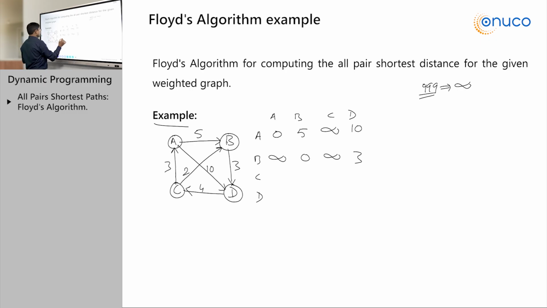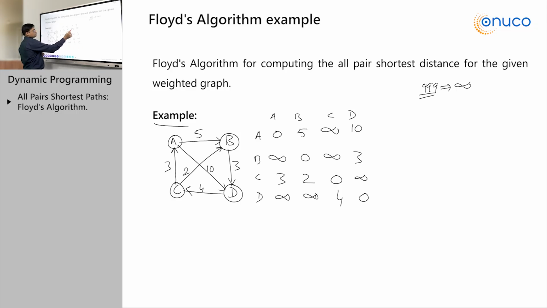C to A, we have a 3. C to B, we have a 2. C to C, diagonal 0. And C to D, we don't have a direct path. Similarly, D to A, we don't have a direct path. D to B, we don't have a direct path. D to C, we have a 4. And D to D will be 0.